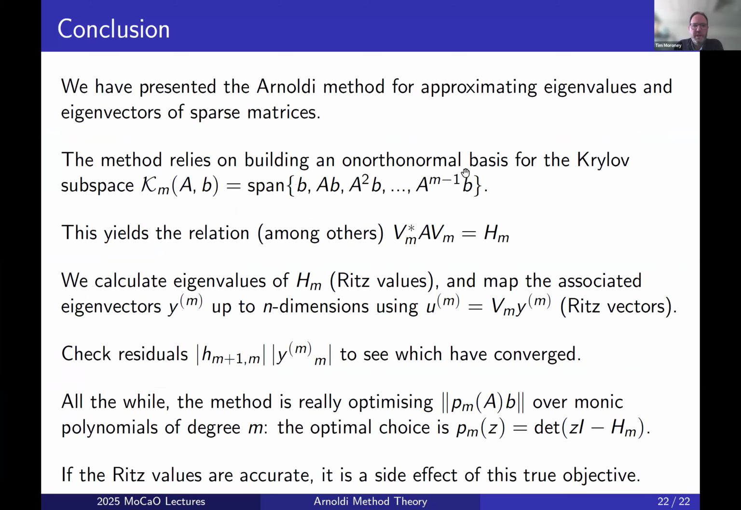Okay, so that brings me to the conclusion of this little story. So we presented the Arnoldi method for approximating eigenvalues and eigenvectors of sparse matrices. The star of the whole show was this Krylov subspace, and it will remain so in the following lectures. We worked hard on a method to build a suitable basis for this in a numerically stable way. And we derived a number of important relations.